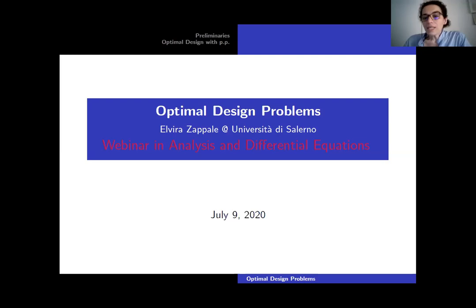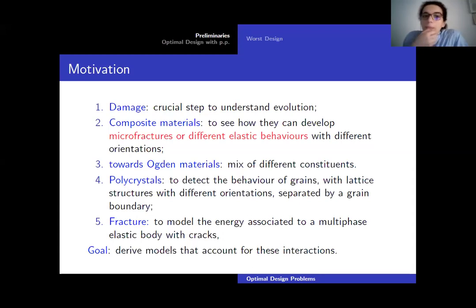The idea is to present some problems that I'm dealing with since, let's say, maybe the past 10 years. And so, yes, with some recent attainment that I hope you'll find interesting. Well, okay, so let me say something about the motivation and why these optimal design problems.